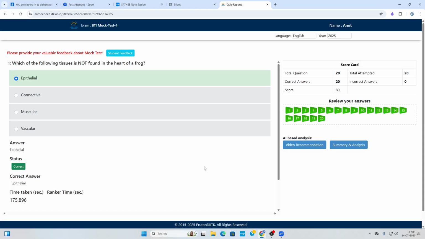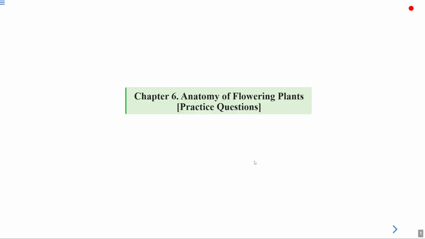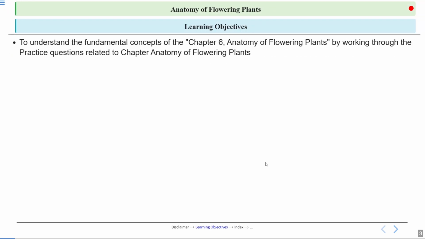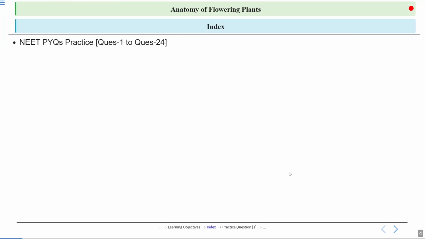Now we will have some practice questions from the chapter anatomy of flowering plants. Disclaimer. The learning objective is to understand the fundamental concepts of the chapter anatomy of flowering plants by working through the practice questions. So let us take the questions. We have 24 questions here.